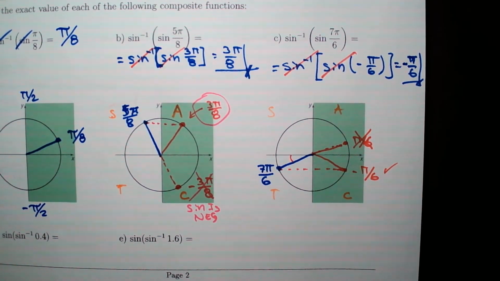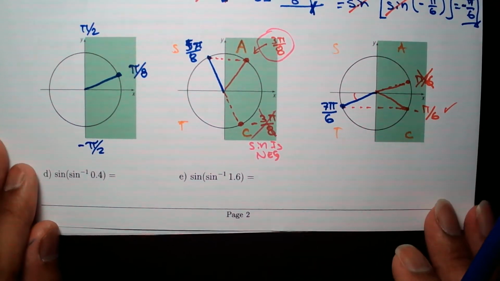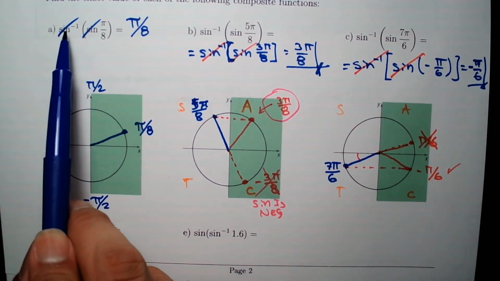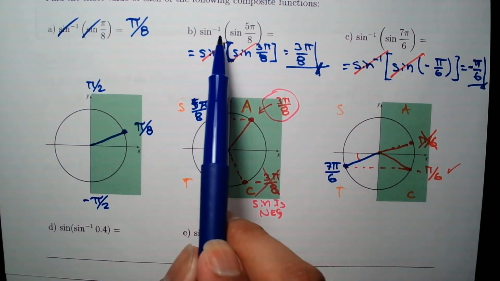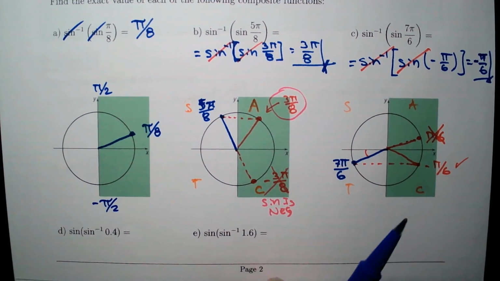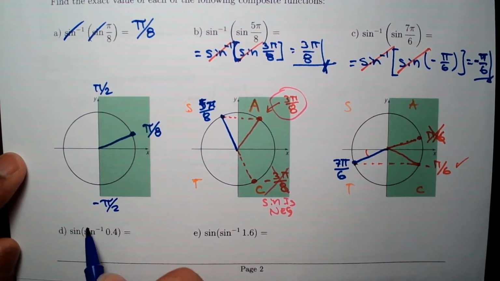Alright, let's look at compositions the other way around. Notice in the first three examples we did sine inverse of sine, sine inverse of sine, sine inverse of sine. In the last couple of examples, we're going to do the compositions the other way around. So sine of sine inverse, sine of sine inverse. So let's see if we can just do this.